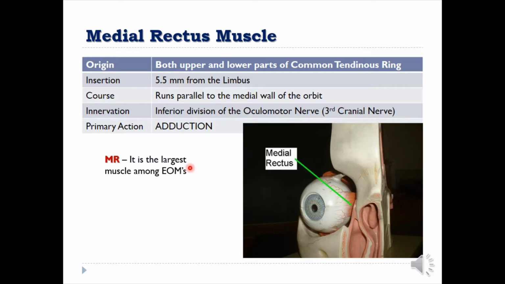Another important thing you need to remember about medial rectus is that it is the largest muscle among extraocular muscles. Do not confuse longest and largest. Largest means much bigger in size. That is the meaning of largest. The largest extraocular muscle is the medial rectus muscle.